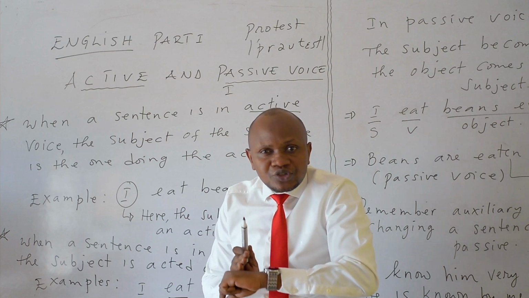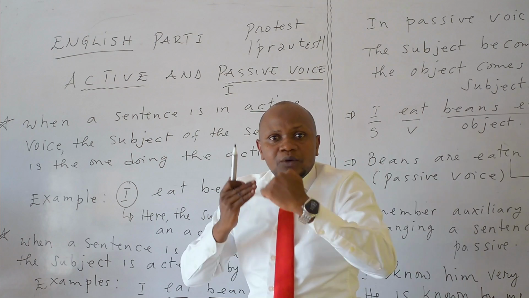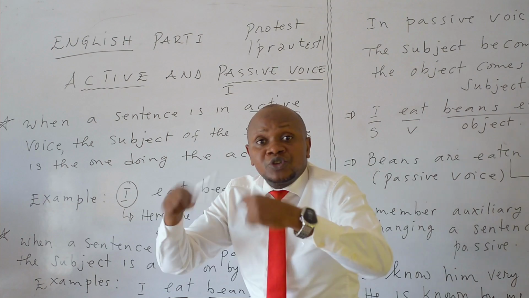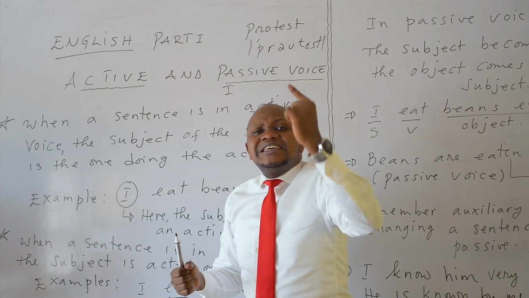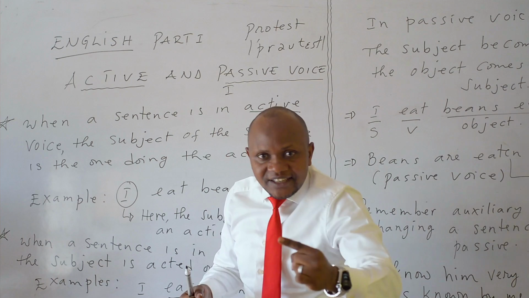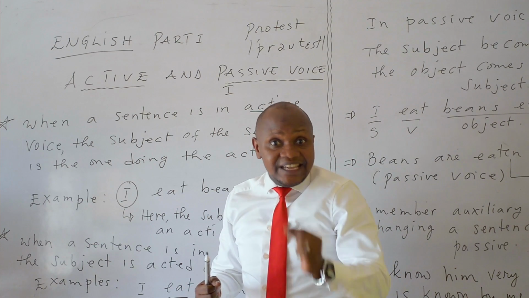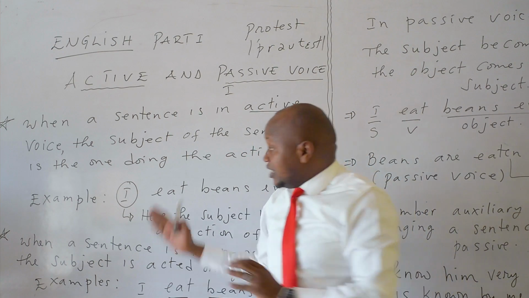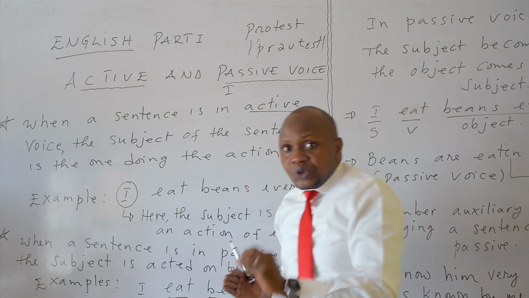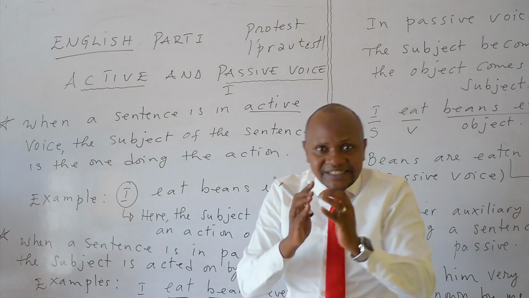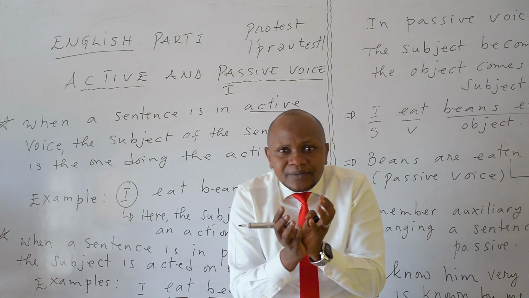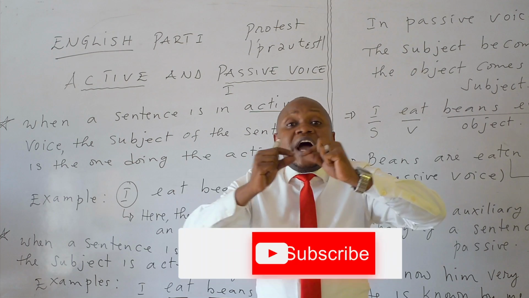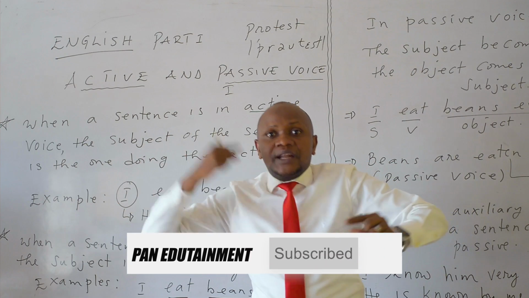I need food. I am the one who needs food. Then that I is the one doing the action. But if I say food is needed by me, that is what we are going to be seeing. We are going to learn how we can change the sentence from active into passive.